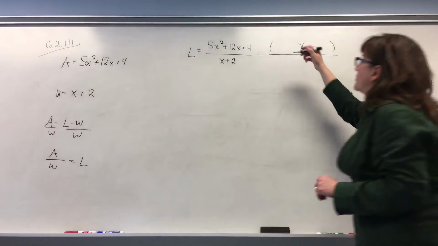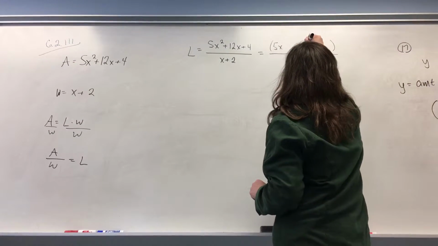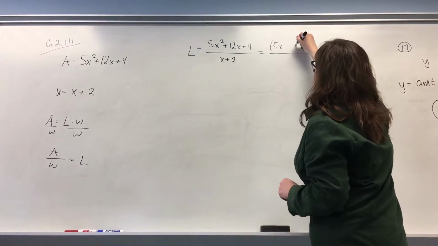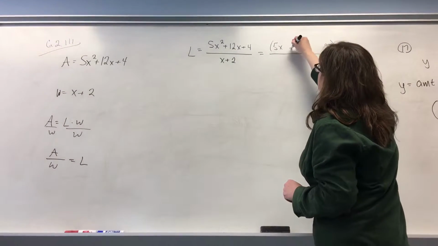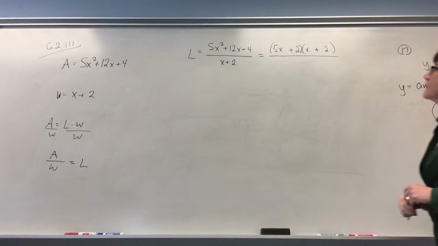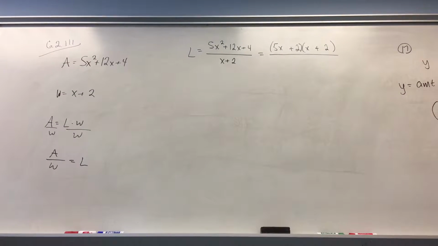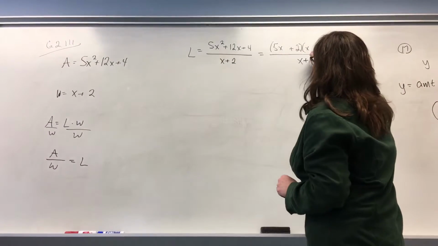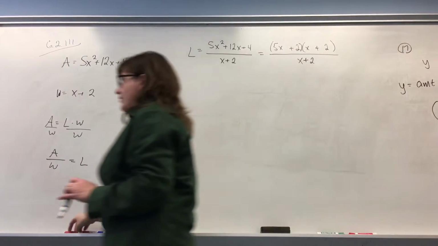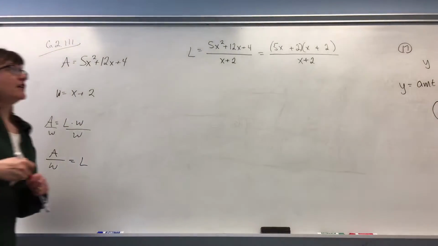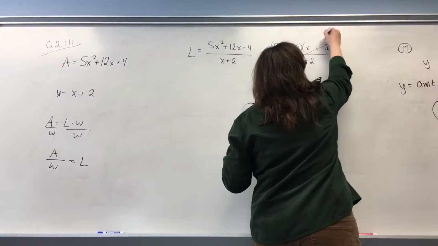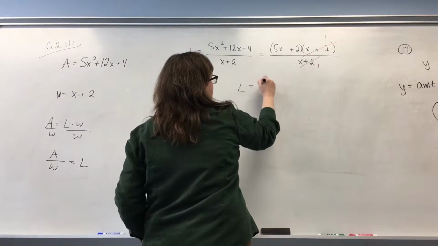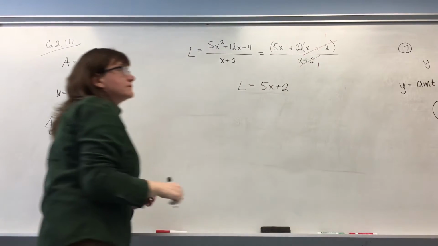My first term multiplies up to 5x squared, so I'll try 5x and x. Last term multiplies up to 4, so I'll try 2 and 2. Signs are the same. Check and make sure that when you multiply it out, you get the middle term that you started with. Okay. And so now that I have it all factored, then I can just cancel any factors that are the same on the top and the bottom. So the length is 5x plus 2.